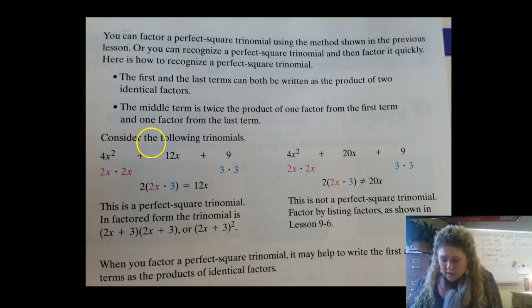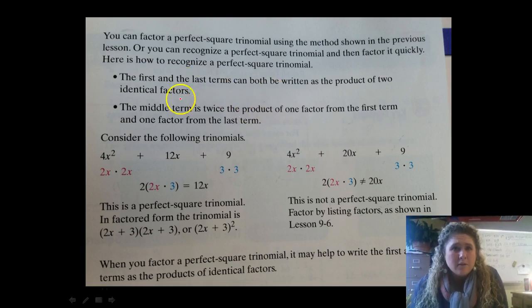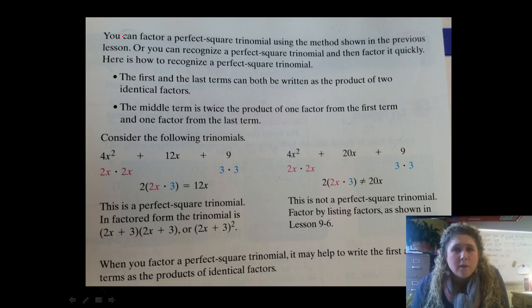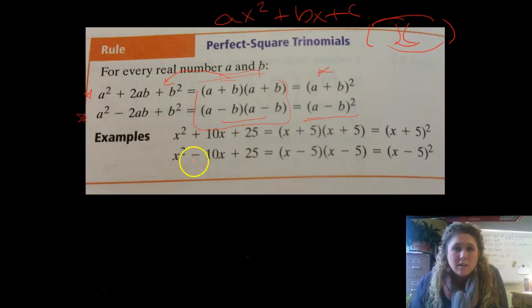I got this straight from the book on page 529 of your textbook, and it says that you can factor a perfect square trinomial using the method shown in previous lessons, which is what we just talked about. Or you can recognize a perfect square trinomial and then factor it quickly. Yay, quickly, that's what we're looking for. So how do we do that? We need to look at the first and last terms and see if they can be written as the product of two identical factors.